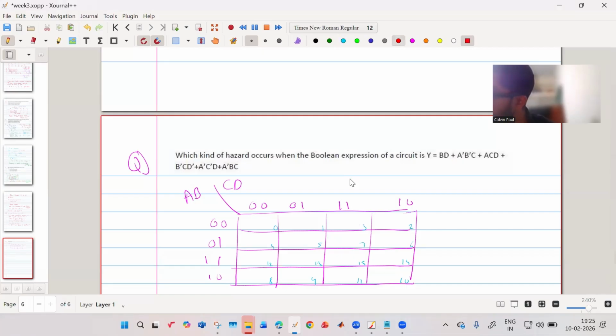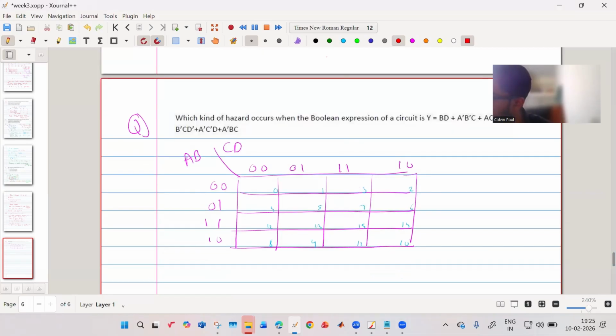First we have to add BD. B and D means where B is 1 and where D is 1, just here and here, right? So that's this group. Next we consider the case A prime B prime C. That is A prime B prime, and C is 1, which means this case and this case. So that is this one and this one.